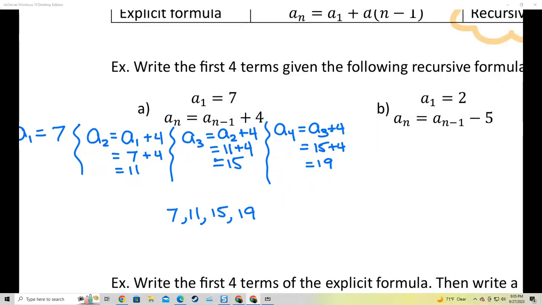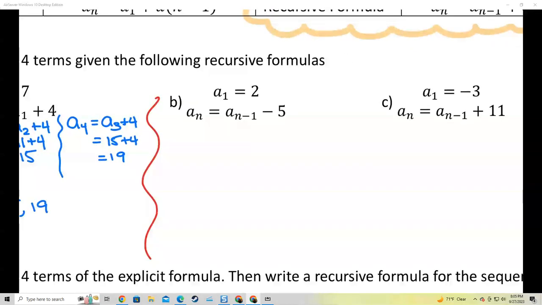Let's try it again. I'm going to go ahead and split this up using a red line just so we know we're working with letter B. Same thing, I want to find the first four terms, okay? I started noticing in class that some of you guys actually like just plugging in the previous term, and I'm going to do that for now, just because I think you guys are probably better at it. So I want the first four terms.